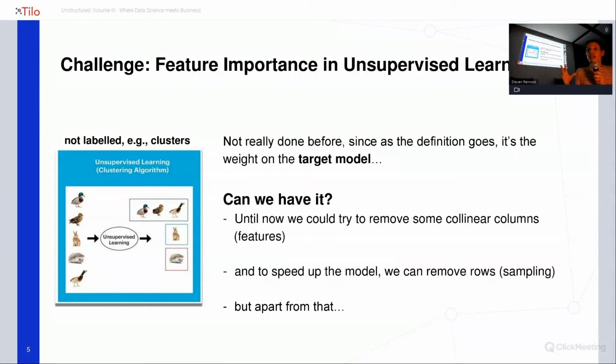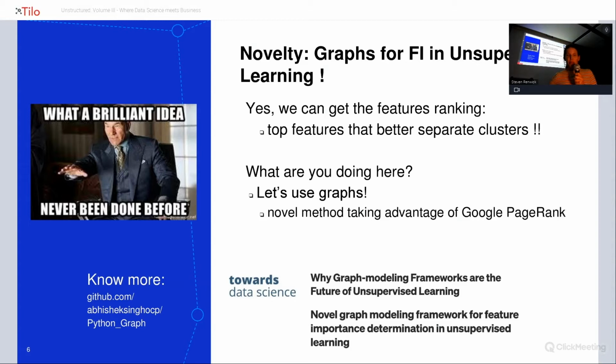And this has not really been done before, trying to calculate the feature importance of unsupervised models. Until now, you could try to remove some collinear columns when you have these types of models. And if you want to speed up the model, what we normally do in supervised models is try to remove some rows using some type of sampling. But apart from that, there's really not much that has been done.